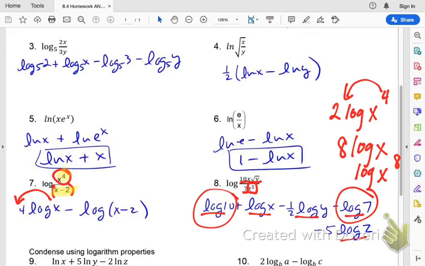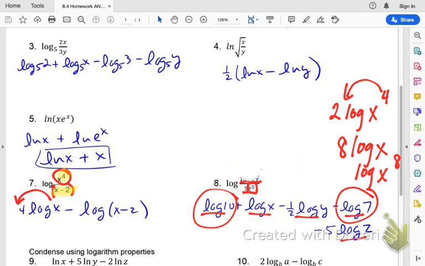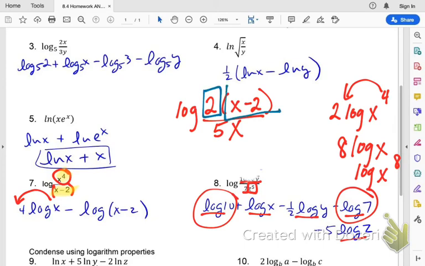So if I had, let me just give you another example. I'm going to erase this. If I had log 2 parenthesis x minus 2 over 5x, then I would be separating it into 4 different terms. So the 2 would get its own log, the x minus 2 would get its own log, the 5, and the x. So you're just identifying what gets multiplied by each other, but the x minus 2 is its own term.